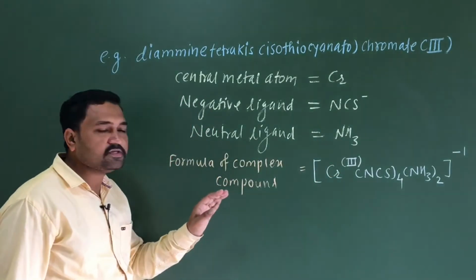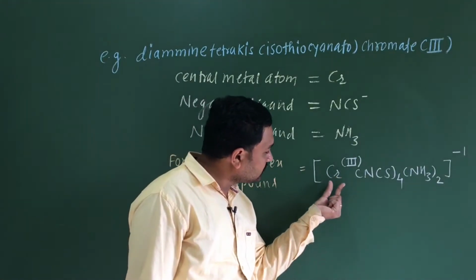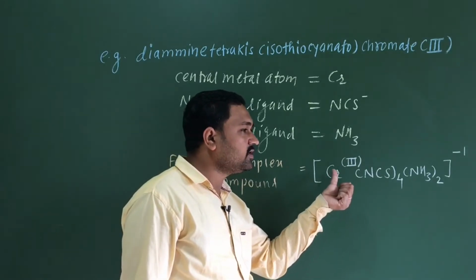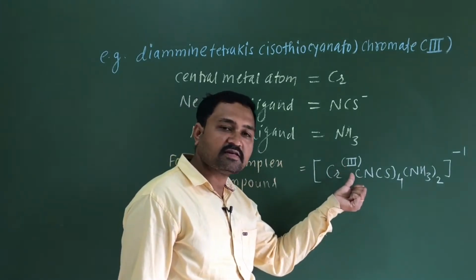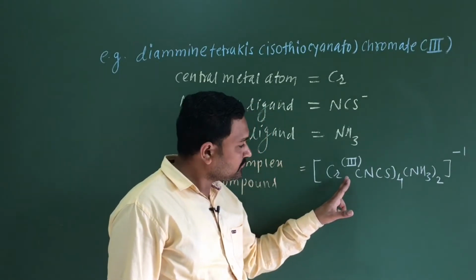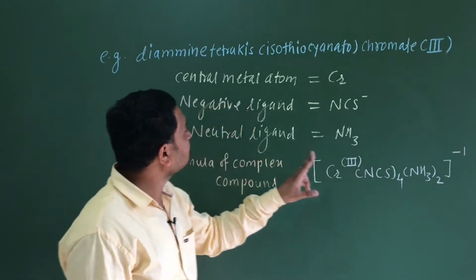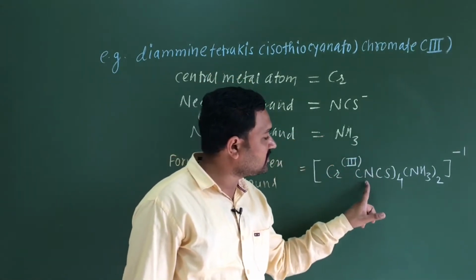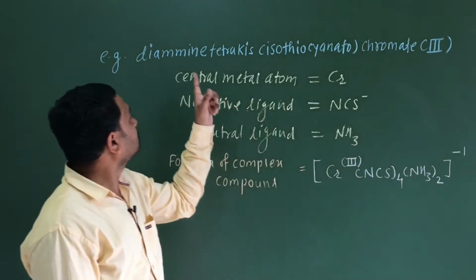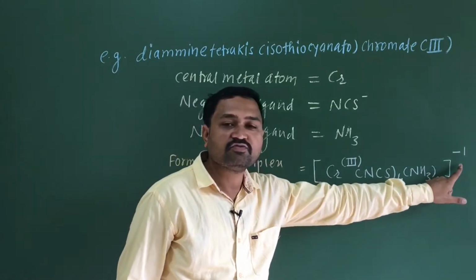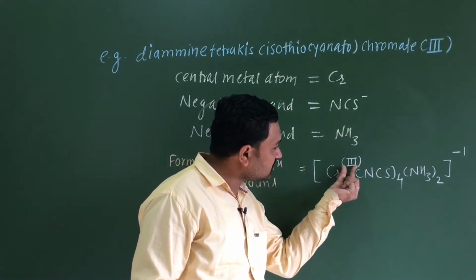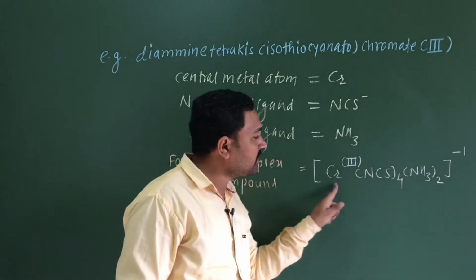Hence the formula of this compound is written as follows. We know that we write the symbol of the central metal ion first, and I have written the oxidation state as a superscript to the central metal atom or ion, followed by the negative ligand. As it is tetrakis, it is 4 times, therefore NCS 4 times, then ammonia, that is NH3 2 times, and the charge will be -1. Okay, so here I have written the oxidation state, and this is the charge on this complex ion.